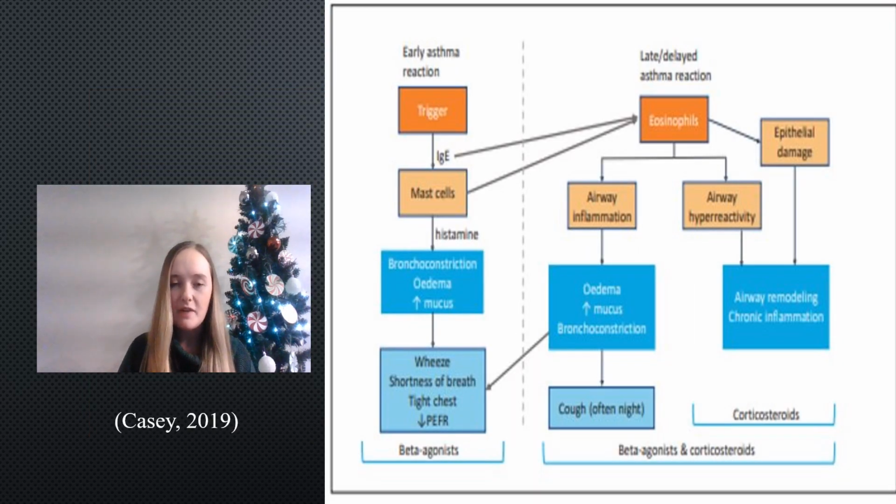This picture from Facts on Asthma shows both the early and late responses that we were just discussing. So on the left, it shows the early response, which begins with a trigger and the activation of the exaggerated immune response and the release of inflammatory mediators, which causes bronchoconstriction, inflammation, and increased mucus production. So the patient will show wheezing, shortness of breath, and chest tightness. And then on the right, it'll show the late response where it can eventually lead to airway remodeling and chronic inflammation if left untreated.